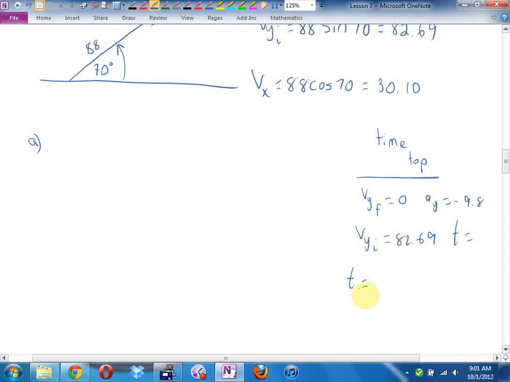Anyone, which equation? Can you get T by itself? I did. Oh, I'm sorry, you did. It does start with VF, and I didn't hear you say the minus. VF minus VI over A.